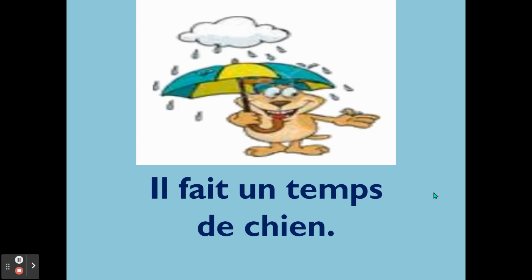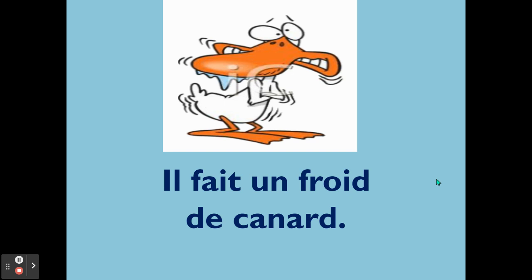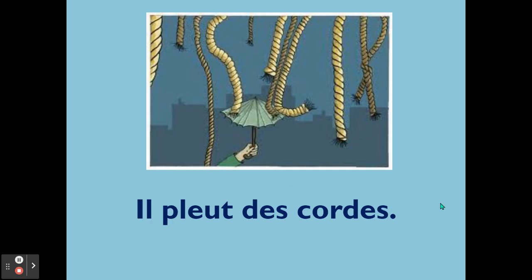All right, then I have my 3 ones that are kind of like expressions. Il fait un temps de chien. It's dog weather out. It's nasty out. Il fait un froid de canard. It's as cold as a duck. I love that one. It's so funny. Il pleut des cordes. It's raining ropes. So we say it's raining cats and dogs. They say it's raining ropes.